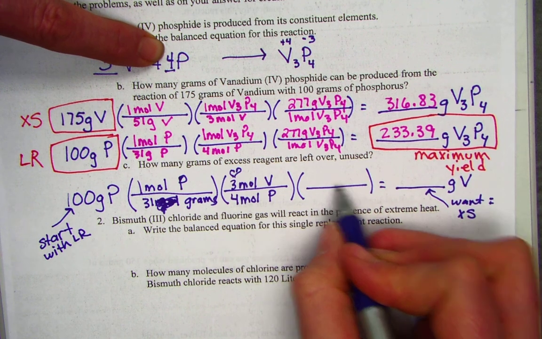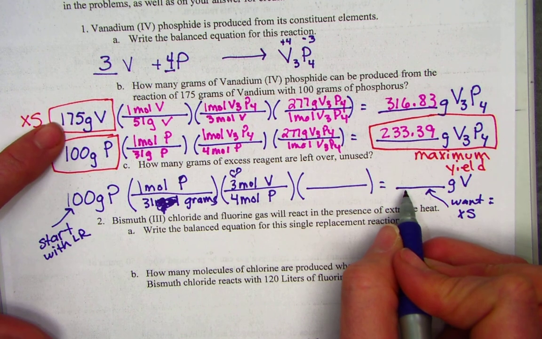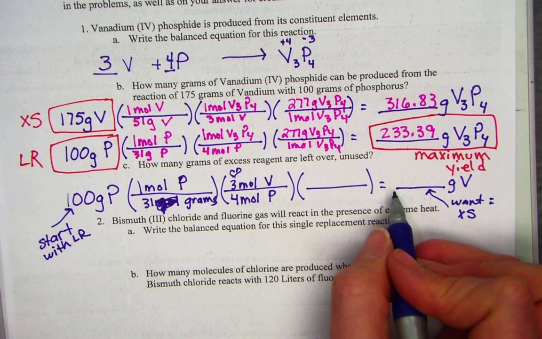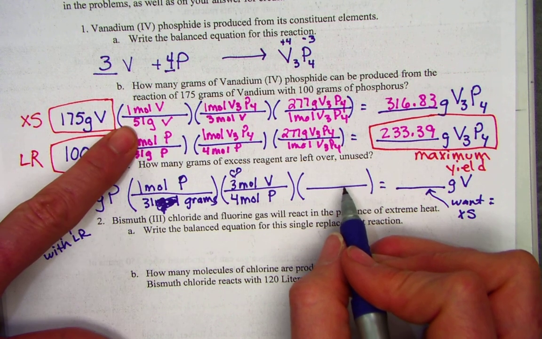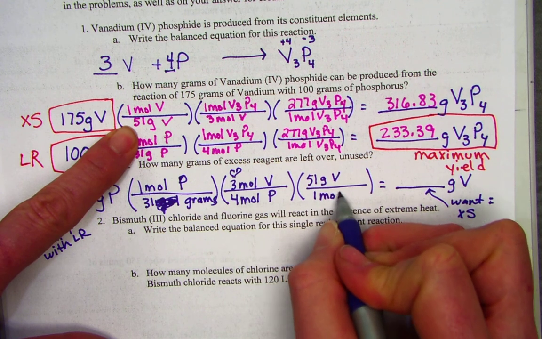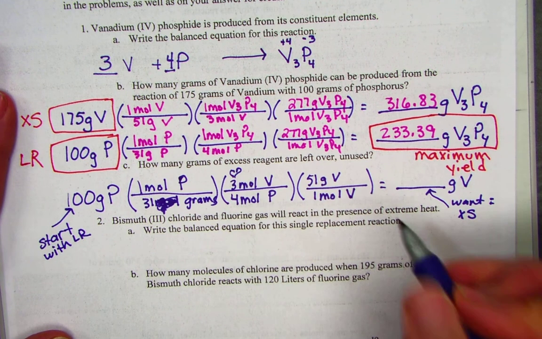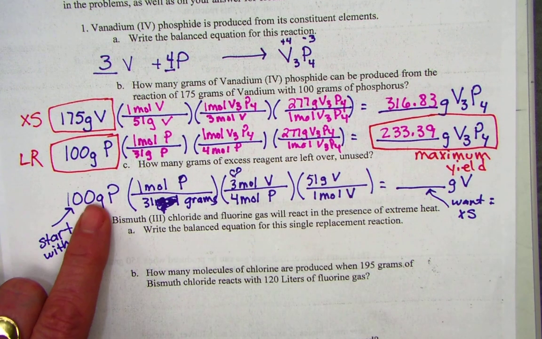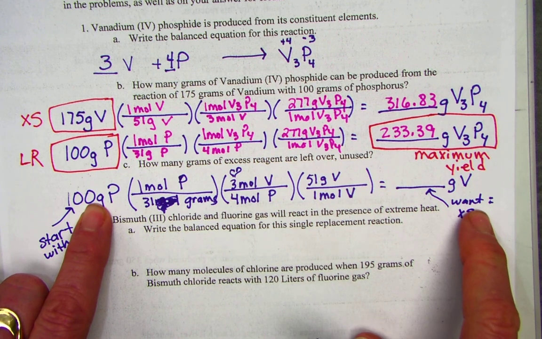In the last step, we want to bring it out to grams for our excess reagent. Knowing that that's our target, we'll use the molar mass in step 3. The molar mass of vanadium, we looked up from up above, it's 51 grams in every 1 mole. So I wrote 51 grams of vanadium over 1 mole of vanadium. Start with the limiting reagent and work toward the excess reagent.